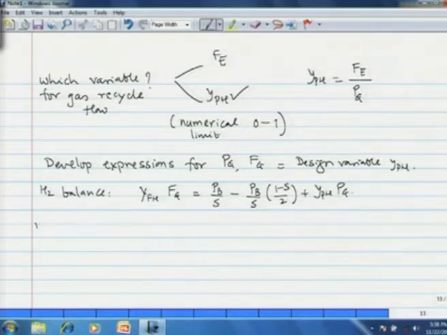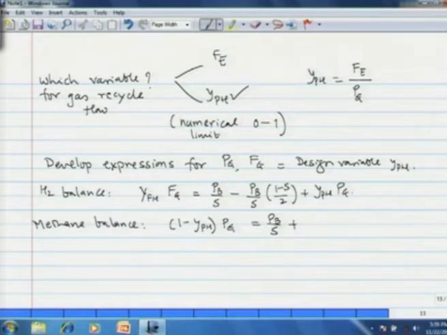Therefore, the methane balance can be written as: the methane that is purged is 1 minus YPH into Pg. YPH is the mole fraction of hydrogen, so 1 minus YPH is the methane fraction in the purge gas, and that should be equal to the hydrogen generated in the process, Pb by S, plus the hydrogen that has entered the process with fresh gas. Okay. Now, we have essentially two equations with two unknowns, Fg and Pg.